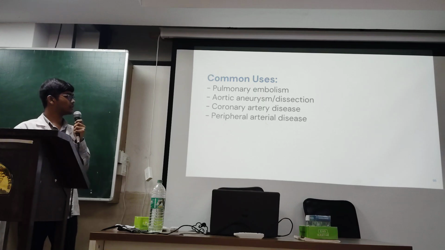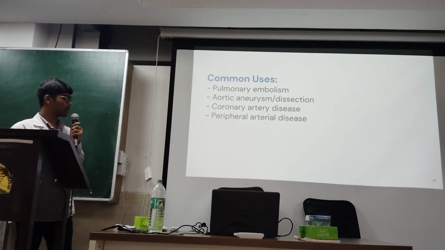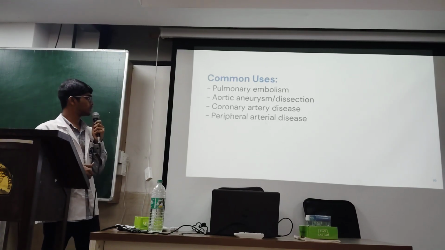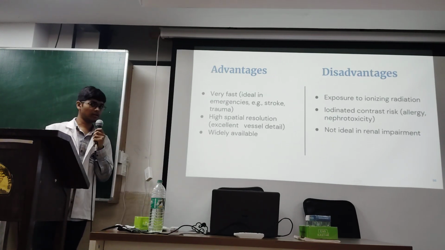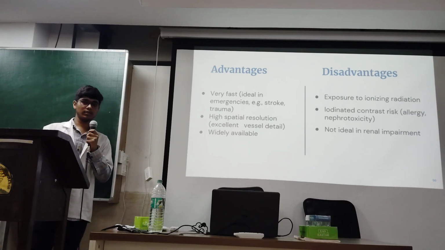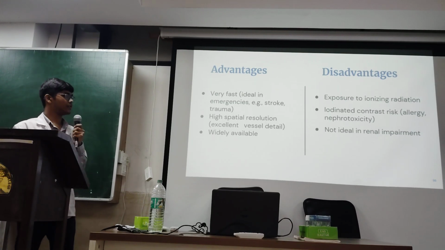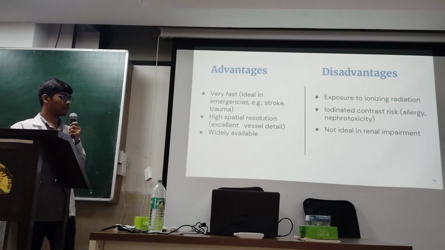CT angiography is used to detect pulmonary embolism, aortic aneurysm, coronary artery disease, and peripheral artery disease. These are the commonly used applications of CTA. Advantages and disadvantages of CT angiography. CT angiography is very fast, so it is used in emergency cases like strokes and trauma. It has higher spatial resolution and is widely available. Disadvantages are exposure to ionizing radiation, iodinated contrast can cause allergy, and it is not ideal in renal impairment.